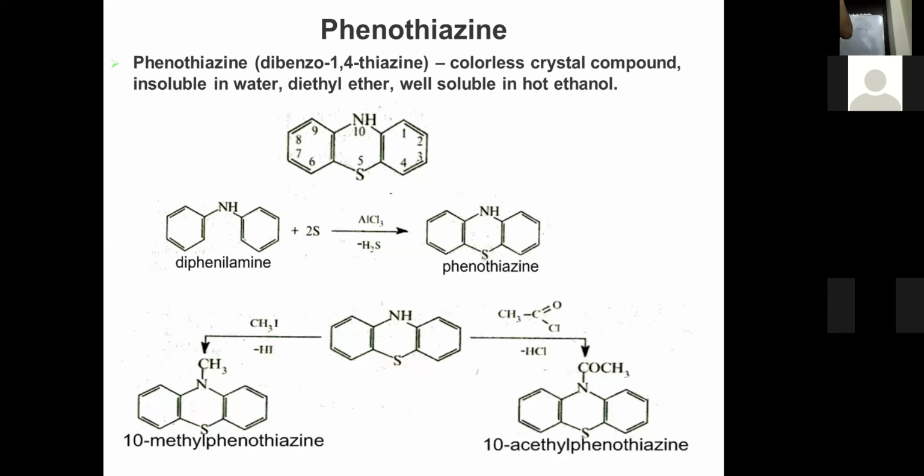How is it prepared? It is prepared by treatment of diphenylamine with sulfur in the presence of aluminum chloride, which undergoes cyclization to give phenothiazine. It undergoes acetylation to form the N-acetyl derivative, and it reacts with methyl iodide to form the N-methyl, 10-methyl phenothiazine derivative, and the 10-acetyl phenothiazine derivative. These are the two reactions of phenothiazine.